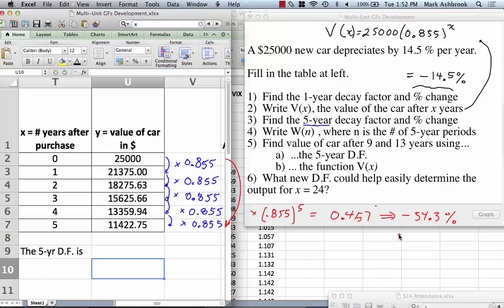45.7% of the value of the car remains after 5 years. Therefore, how much was lost? 100 minus that, right? So that's the negative 54.3% is the percent change for 5 years.